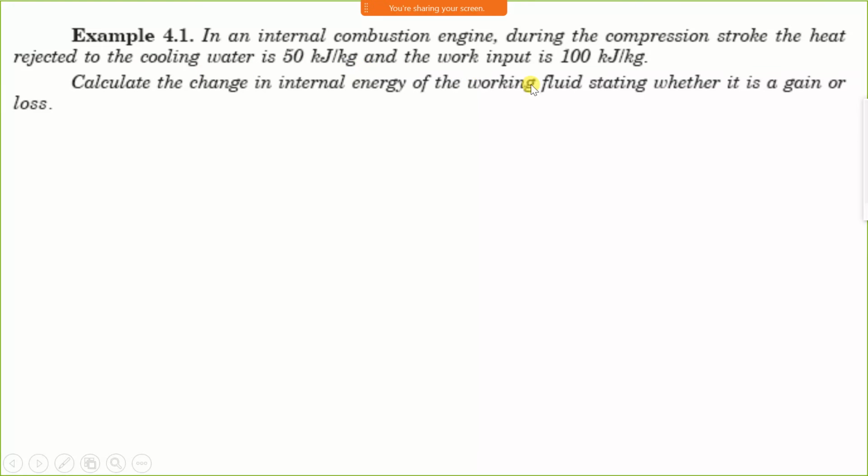And the work input is 100 kilojoule. Again, work supplied to the system is negative, and work obtained from the system is positive. Here work input to the system is given, therefore work done is also negative.